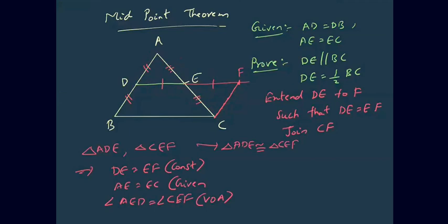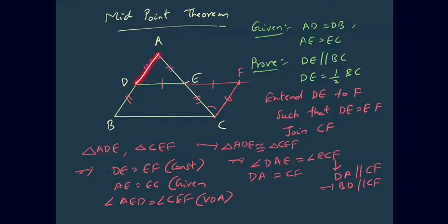So if these two triangles are congruent, then I can claim that this angle DAE should be equal to angle ECF, and also I can say that DA must be equal to CF. So this angle must be equal to this one, and DA must be equal to CF. Okay. So now, since these two angles are equal, I can say that DA is parallel to CF because these alternate angles are equal. So DA is parallel to CF. Fine. So this means that BD is also parallel to CF, because if DA is parallel to CF, then BD is also parallel to CF because BDA is a straight line. So this line is parallel to CF.